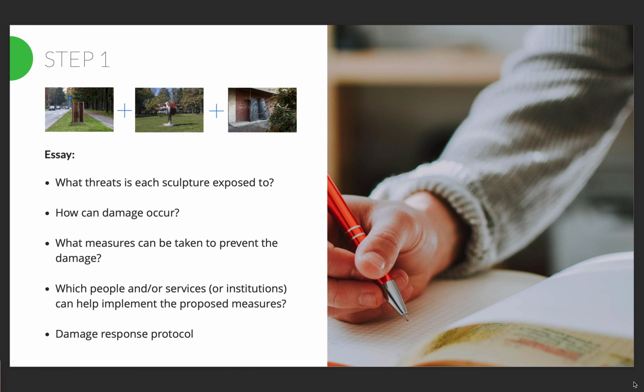I initially asked students to produce an essay in which they were to explain what threats each sculpture is exposed to, how damage can occur, what measures can be taken to prevent damage, and which people and/or services can help implement the proposed measures. I also asked them to explain who should respond when a sculpture gets damaged and what the chain of responsibility should be.